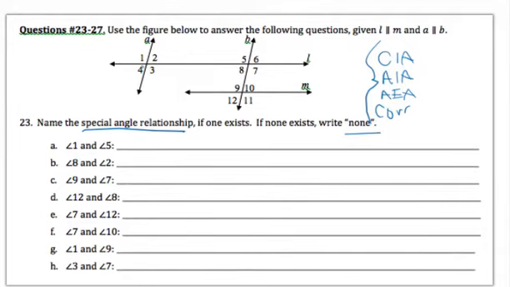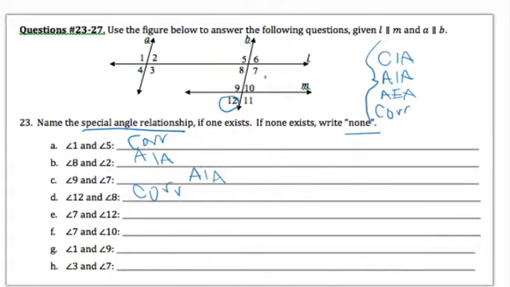So 1 and 5 are corresponding. 8 and 2 are alternate interior angles. 9 and 7 are alternate interior angles. 12 and 8 are corresponding.